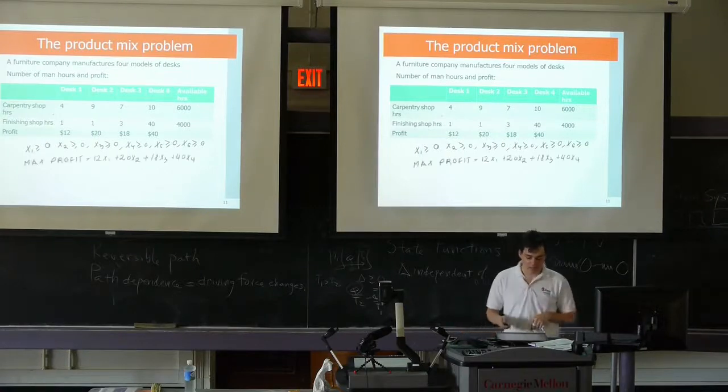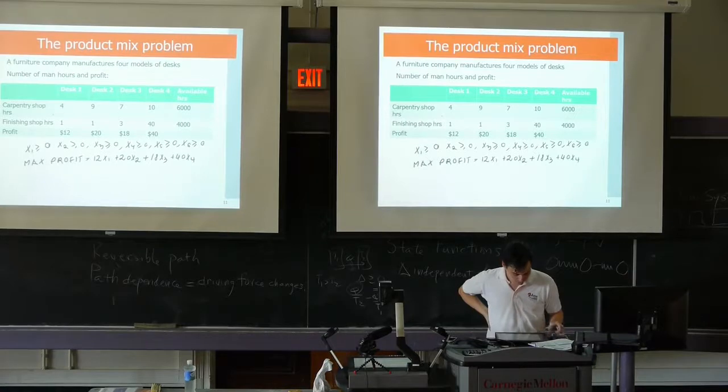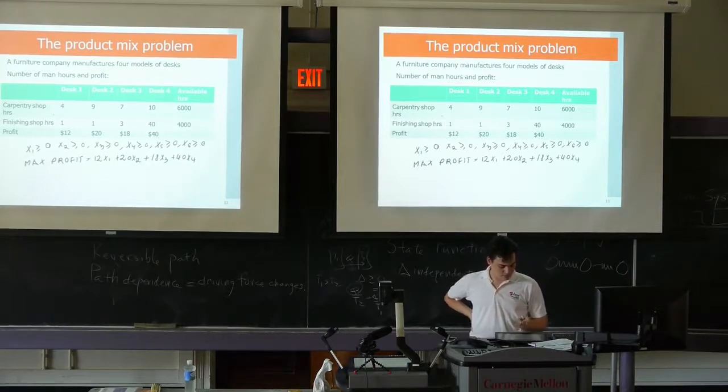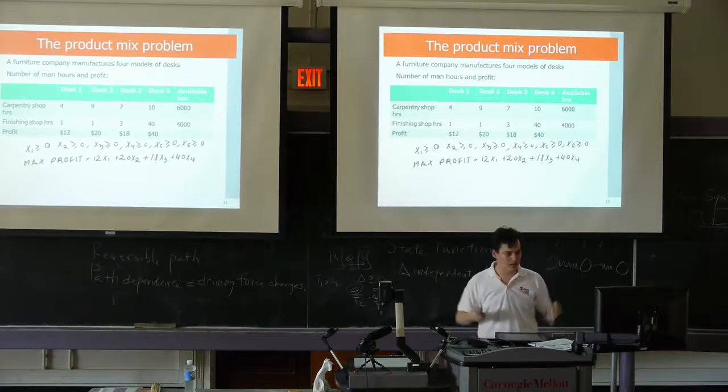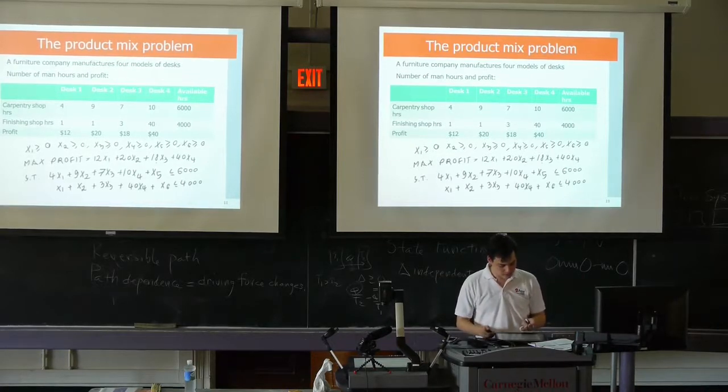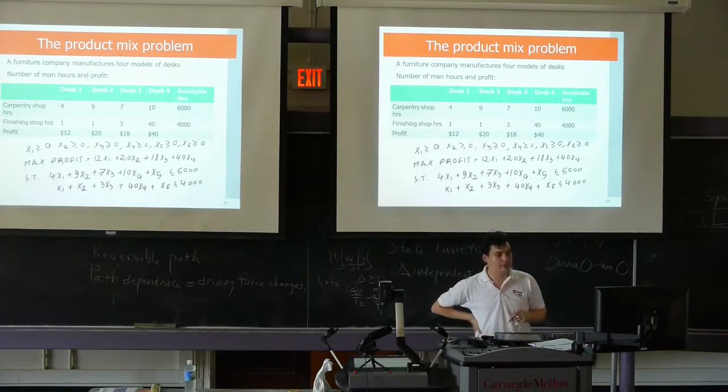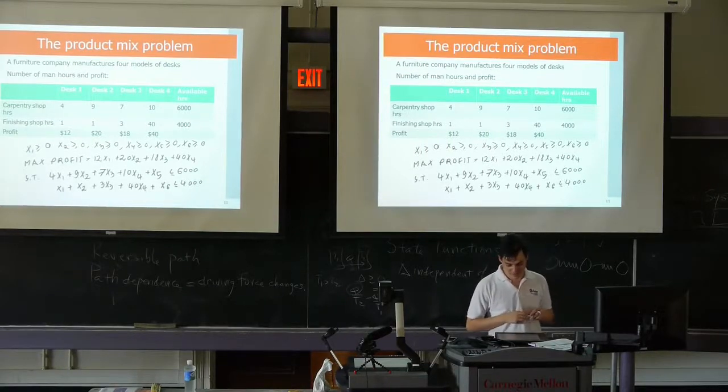X4 desks. And the maximum profit would be 12 times X1 plus 20 times X2 plus 18 times X3 plus 40 times X4, right? So this is what you want to maximize. And of course you have these constraints that the linear combinations of 4, 9, 7, and 10, you just forget x5, is less than 6,000, and x1 plus x3 plus 3x3 plus 40x4 is less than 4,000. So why do I have that x5 and x6 there?